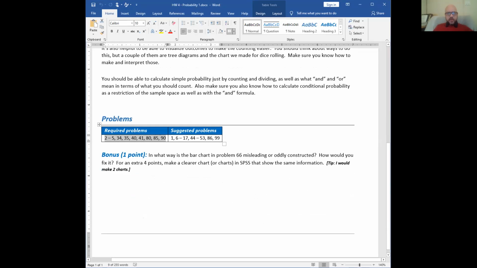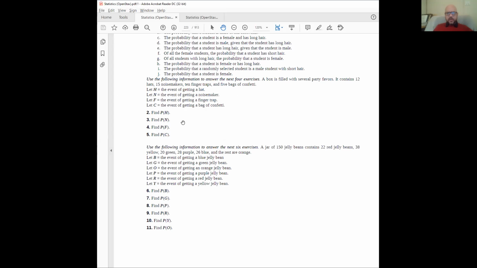All right, so we're going to start with problem two. Two through five are these guys. We've got a box that has 12 hats, 15 noisemakers, 10 finger traps, and 5 bags of confetti. So H is hat, N is noisemaker, F is finger traps, C is confetti. Probability of H is just the probability of picking a hat out of the box. If we add these up, by the way, 12, 15, 10, and 5 is 42.